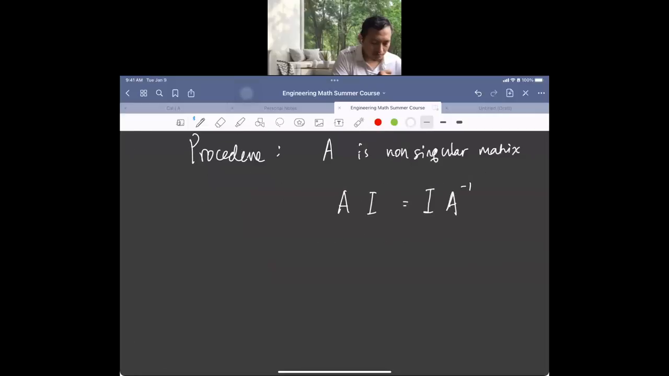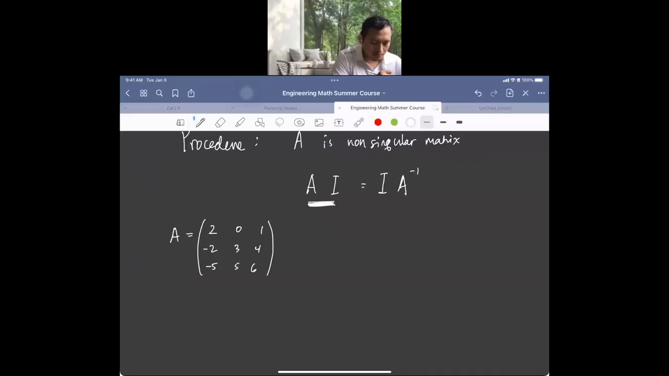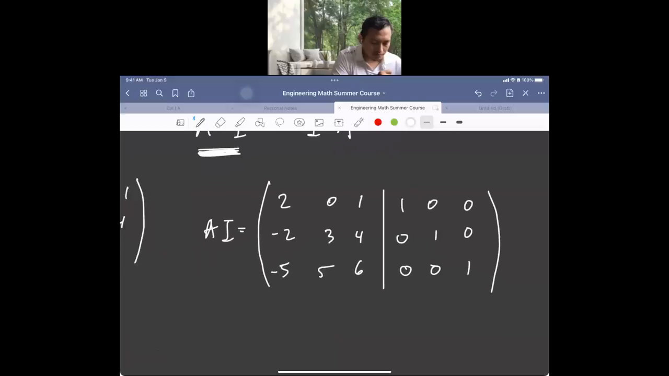What is really going on actually? So practically we are going to see this A I. Let me give you just a practical example with numbers. Now the identity for 3 by 3, we know that the 3 by 3 is 1, 1, 1, and then 0, 0, 0, 0, 0, right?